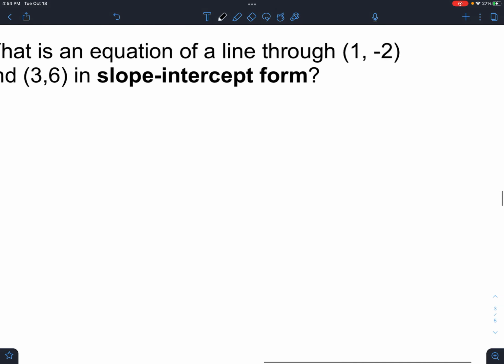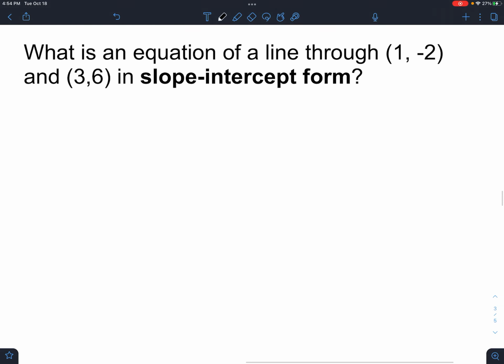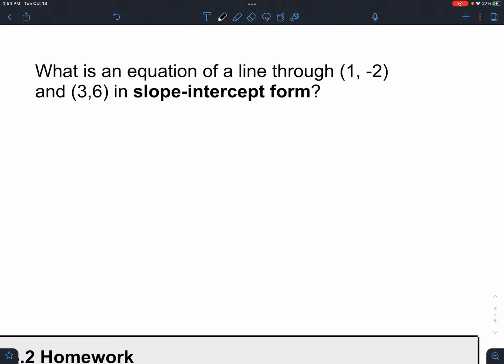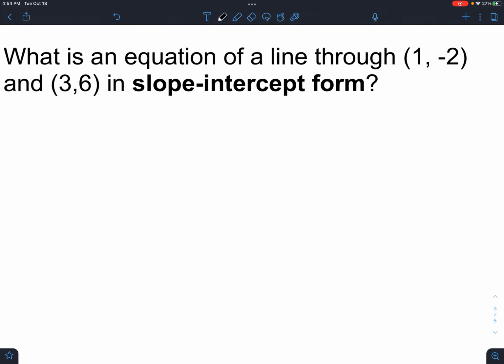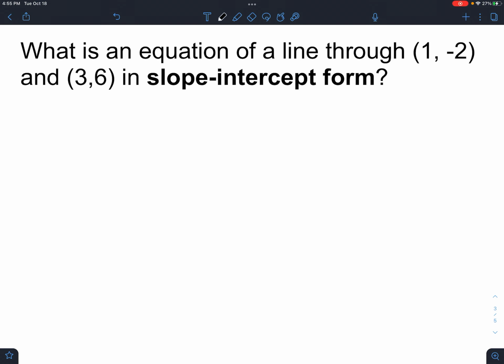And then last question. I know it's a bit of a long video. Thanks for making it this far. What is an equation of a line through 2 points in slope-intercept form? So it's the same question, but they want it to be solved for y equals mx plus b.